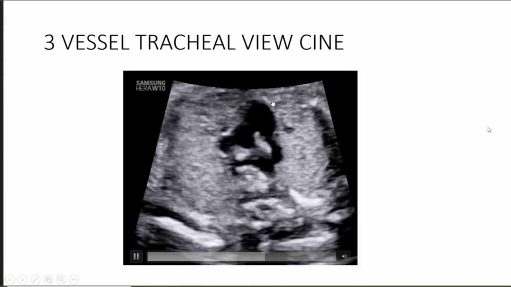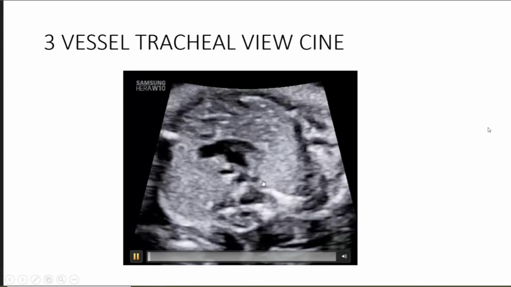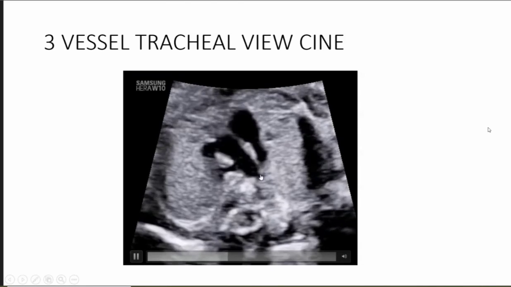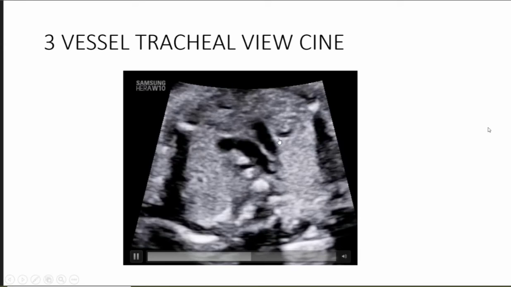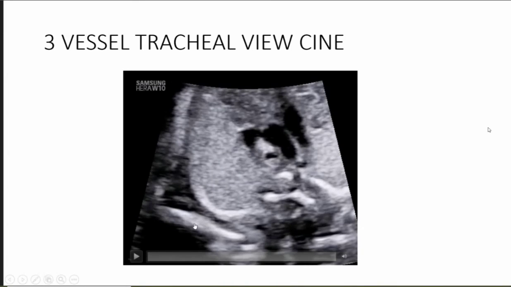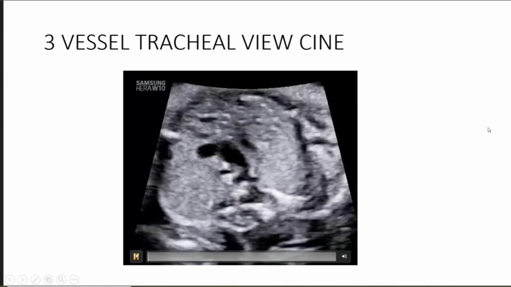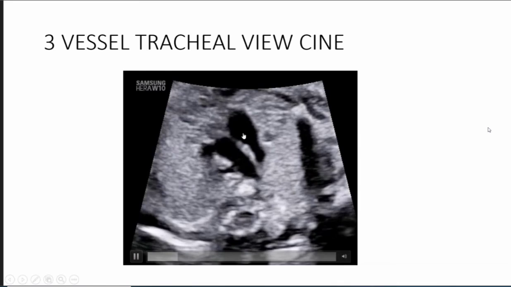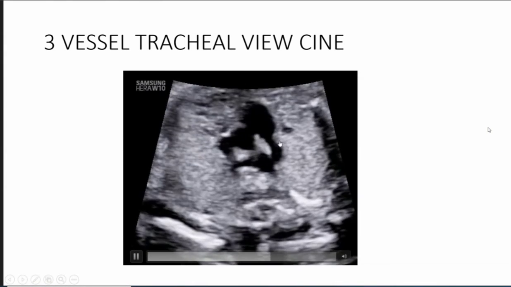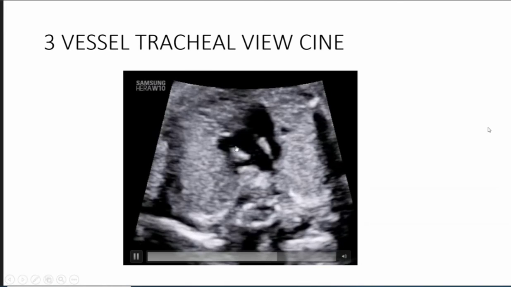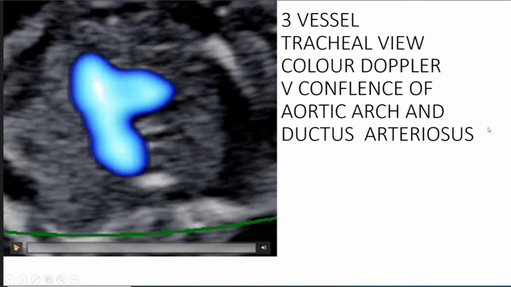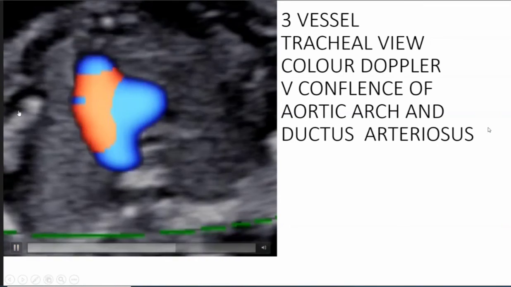So PAS: P becomes ductus arteriosus, A becomes arch of aorta. P stays on the left, A goes from right to left, crosses the midline, and the confluence is to the left of the trachea. This is the trachea, so this is a 3 vessel tracheal view in cine. That is, the ductus arteriosus and arch of aorta meet to the left of the trachea in the shape of an English letter V. So that's the 3 vessel tracheal view.